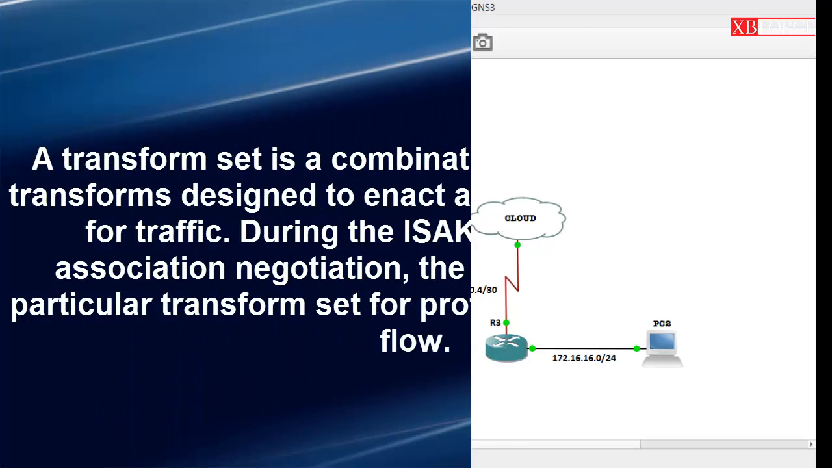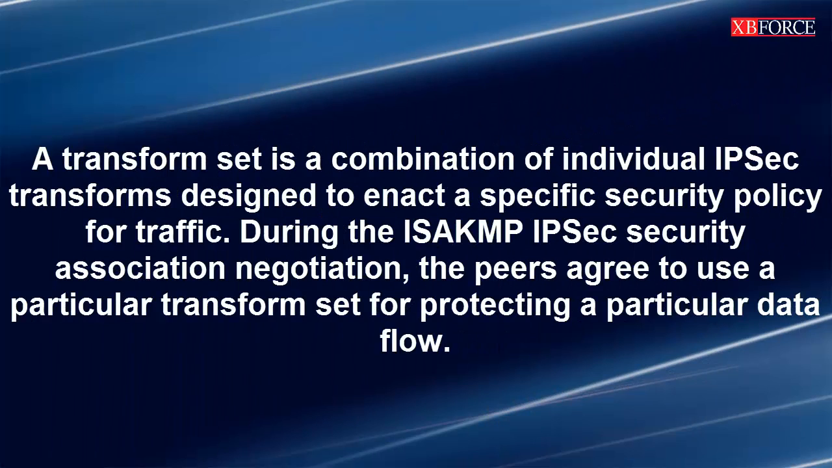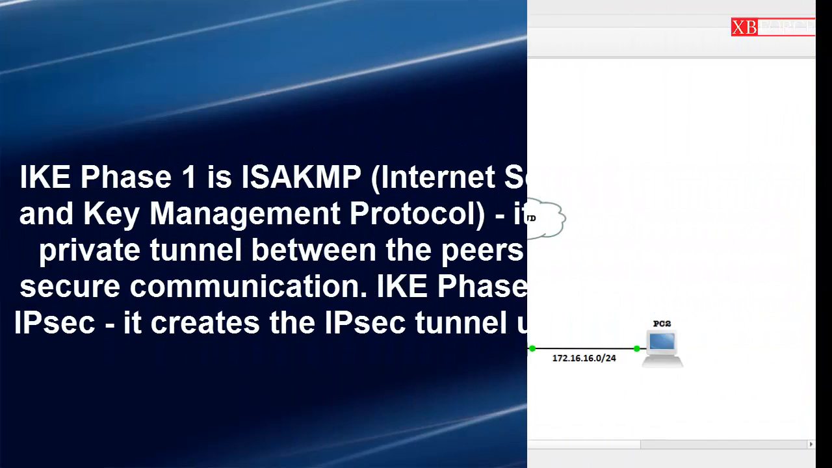But before I start creating the site-to-site VPN, let me explain some concepts of Cisco VPNs. A transform set is a combination of individual IPsec transforms designed to enact a specific security policy for traffic. During the ISAKMP IPsec Security Association negotiation, the peers agree to use a particular transform set for protecting a particular data flow. The other concepts are IKE Phase 1 and IKE Phase 2.